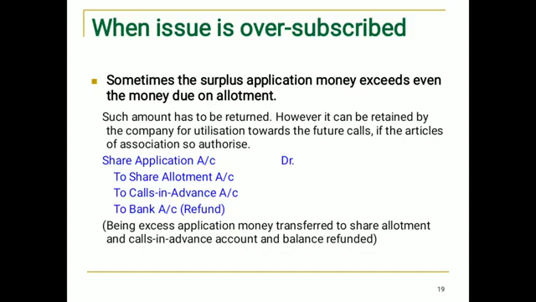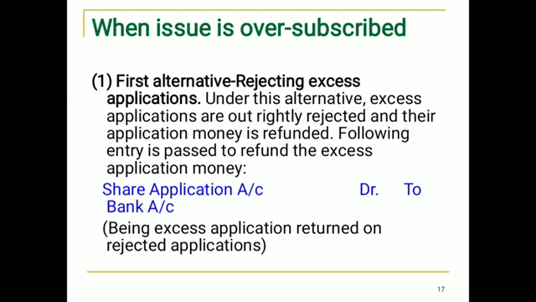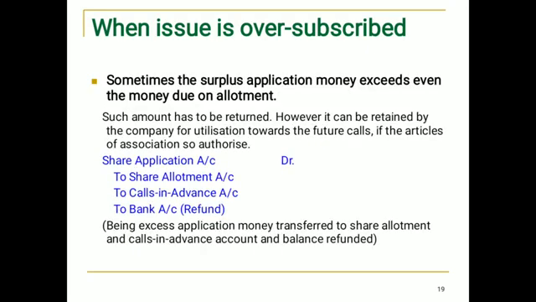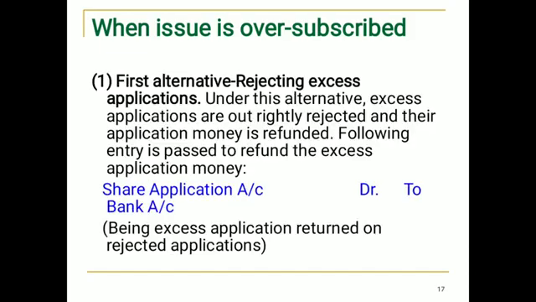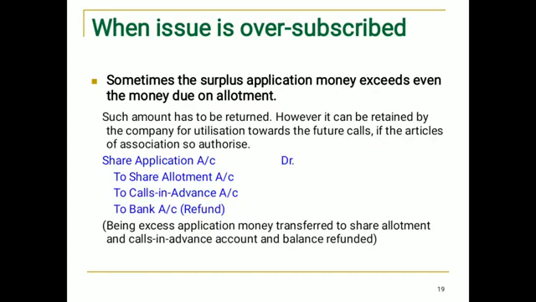This is just an option how to deal with oversubscription. First option is that you will reject it. Second option is that you will transfer it to share allotment money. You can also transfer it to calls in advance. The first alternative and the second alternative have been combined and presented in the third journal entry.